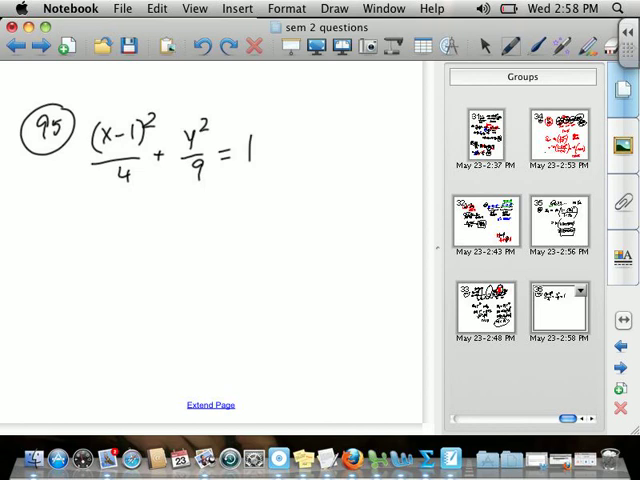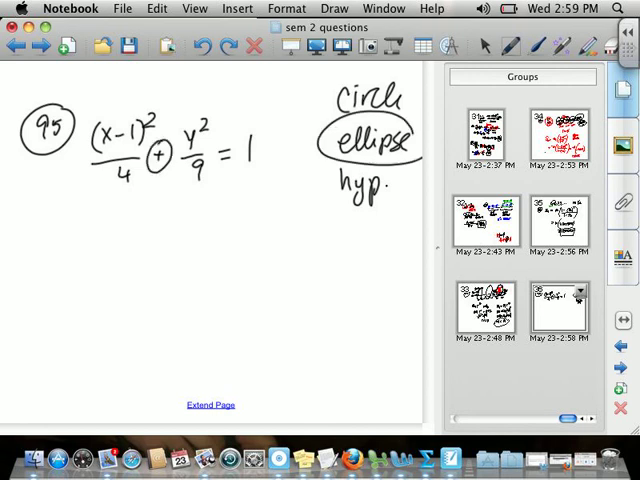So the first thing you need to recognize is, is it a circle, an ellipse, or a hyperbola? Those are the three that we had. These are called conic sections. This is an ellipse because you have a plus in between, and the numbers on the bottom are different. The center of the ellipse is always in the form x minus h squared plus y minus k squared, with denominators. h is 1. k is 0, you don't have y minus a number, so it's 0. So your center is 1, 0.